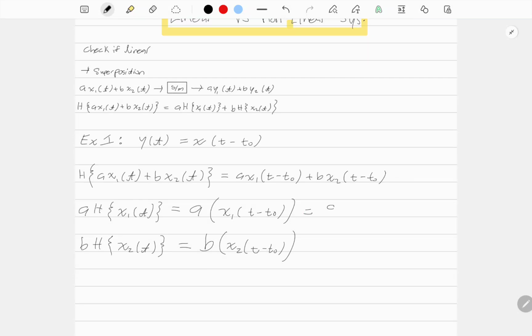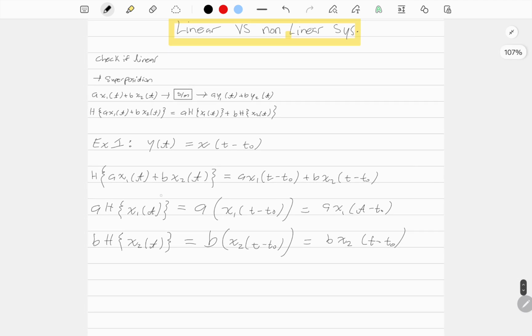You could obviously just rewrite it as a x1 of t minus t naught is equal to b x2 of t minus t naught, and now when we add these two equations together, as you remember before, you'll just get these two added together.